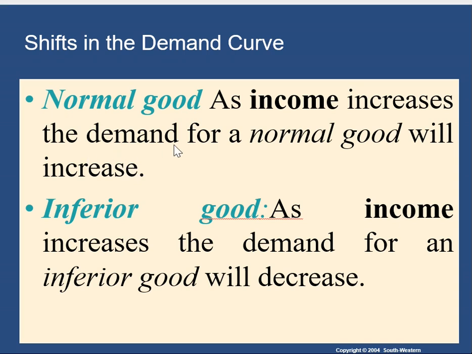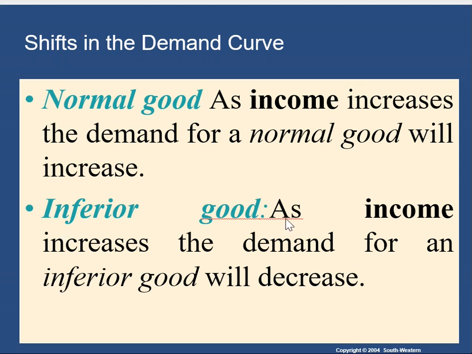As income increases, the demand for a normal good will increase. It means there is a positive relationship between income and demand for the normal good. For example, if your income increases from 1000 Omani Riyal to 2000, what happens? In response, you increase the demand for the normal good.